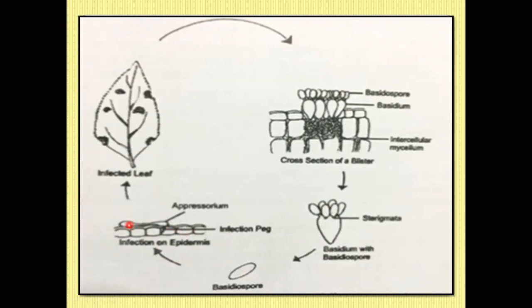So these basidiospores germinate under favorable conditions and produce infection pegs, which means infection has already developed in the healthy host tissue. So these healthy host tissues become infected. In this way, primary infection takes place through basidiospores present in the infected leaf, and secondary infection takes place through the conidia by means of wind or air currents.